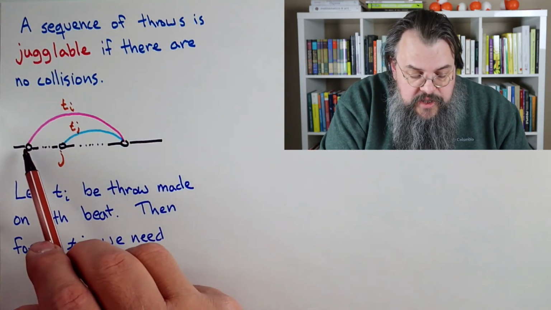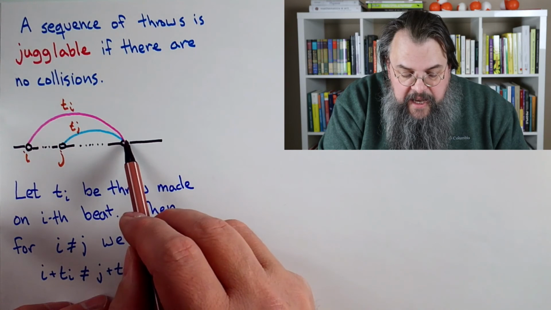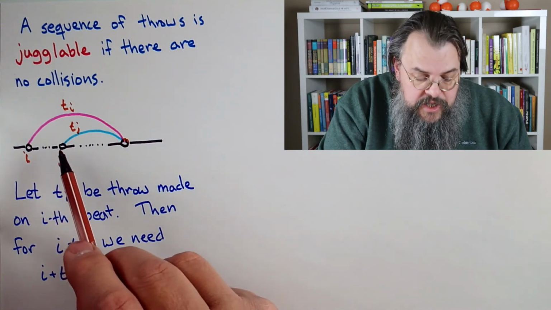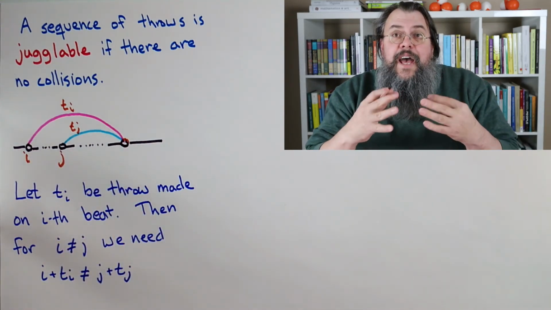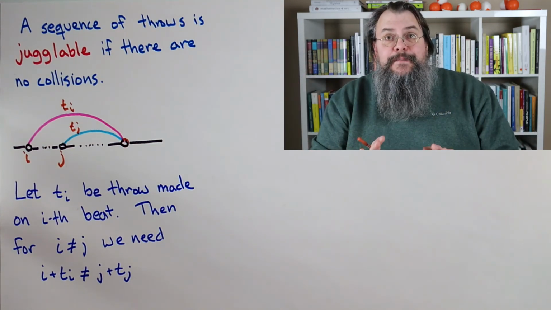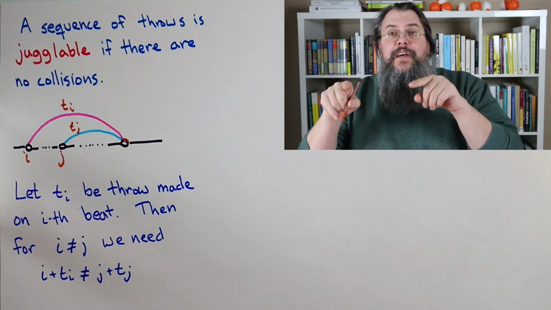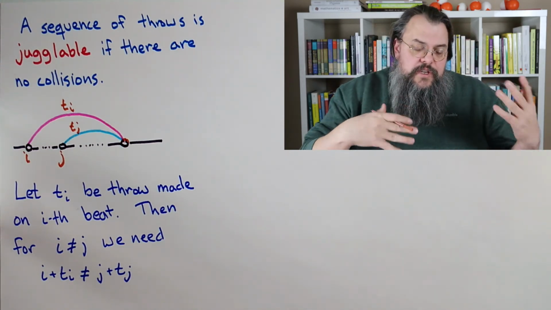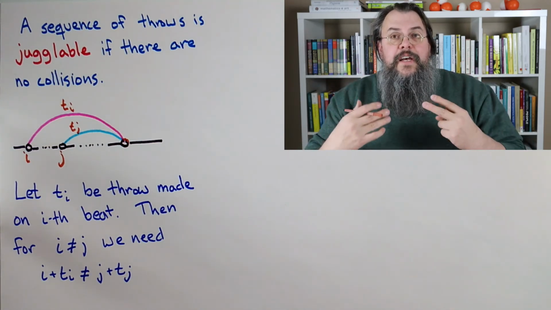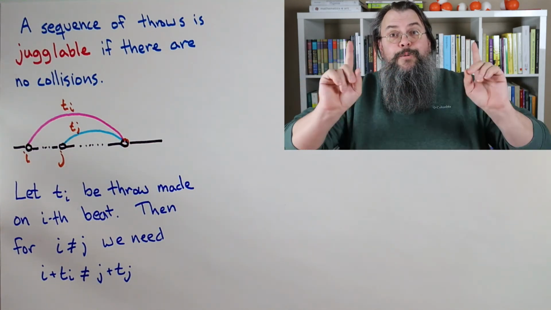Now we want to make sure that when I add the starting time plus the time it's in the air, that's i plus t sub i, which is when it lands. In the same way, j plus t sub j is when that ball lands. We just want to make sure that they don't land at the same time, so that whenever I look at two balls thrown at different times, they're going to land at different times. Now, of course, they may land in different relationships to one another. That's not the important thing. All we need to make sure is that we never have two balls thrown at different times landing at the same time. If we know that's true, we can juggle it.